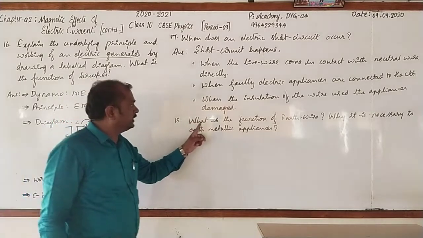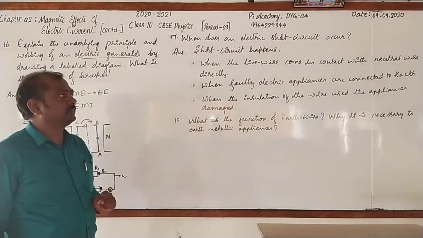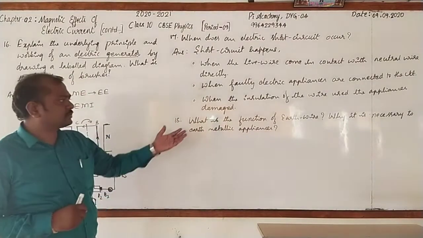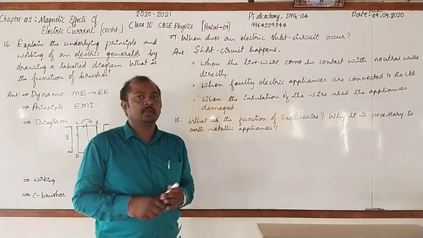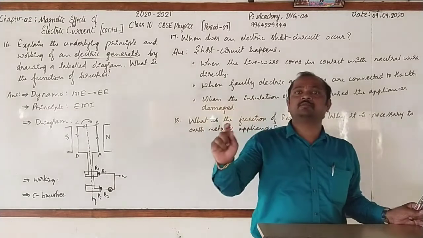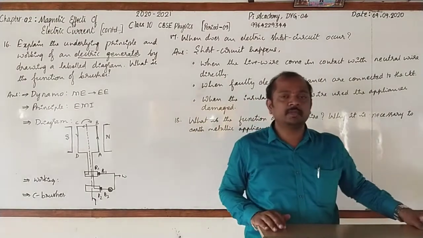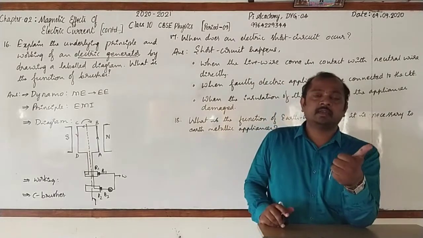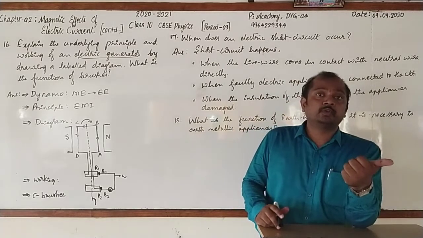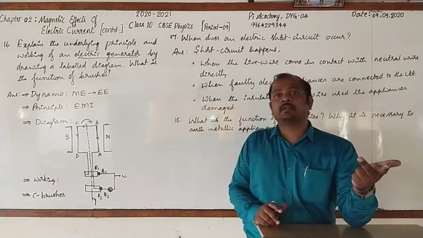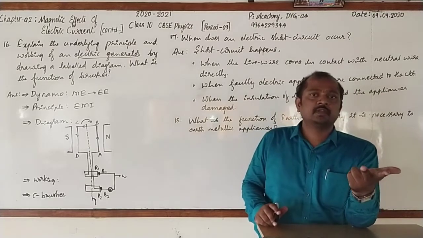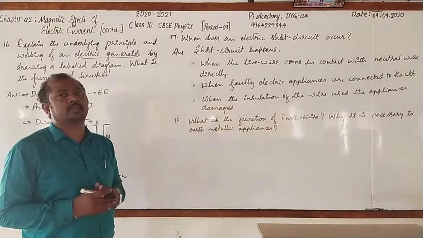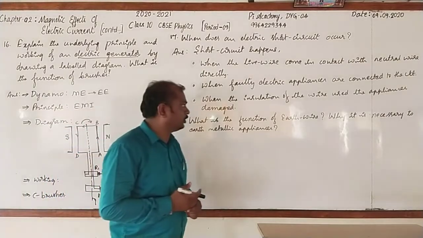Now, go through the 18th one. What is the function of earth wire? Why is it necessary to earth metallic appliances? Students, we are very familiar with this earth wire, particularly in domestic wiring. That is, the wiring which is made inside the house is called domestic wiring. In that, we use 3 wires. They are, one is the live wire, which is at 220 volt potential difference, then the neutral wire at 0 potential difference, and another one is the earth wire. Its potential is equal to the potential of the ground, that is 0 volt, right?